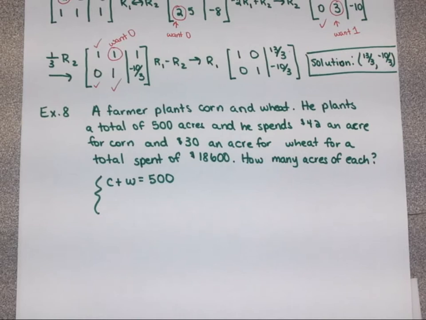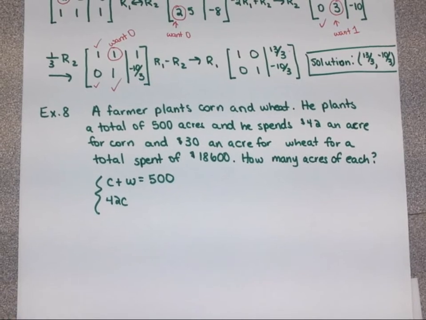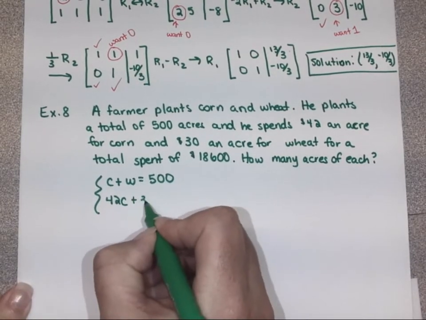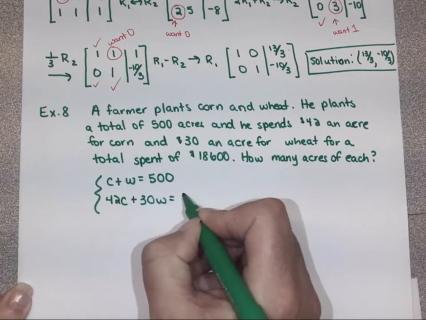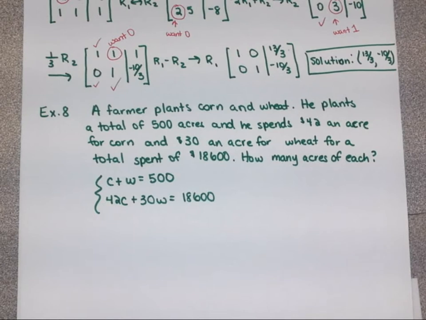But then we also have this concept of how much he's spending to do so, right? So how could I talk about how much he's spending for corn? If each acre of corn is $42, how could I talk about that? I could say 42C, right? And then what about wheat? 30W, right? And I want to add these together, because he's having to spend the money as a total. And we know that he spent $18,600.